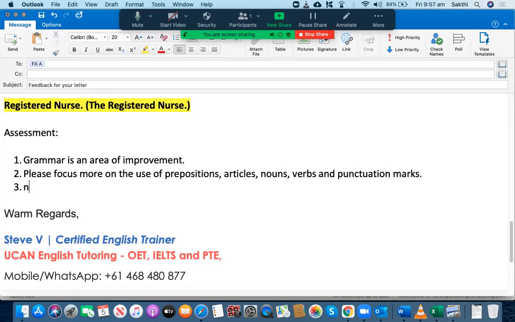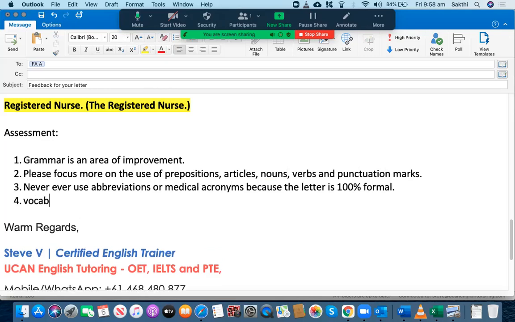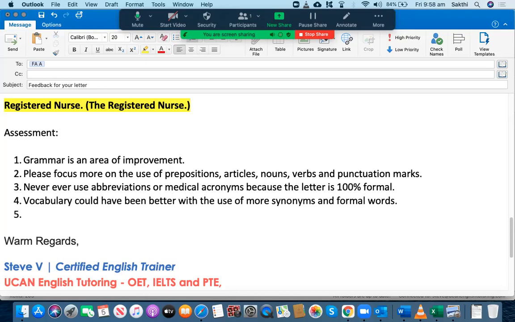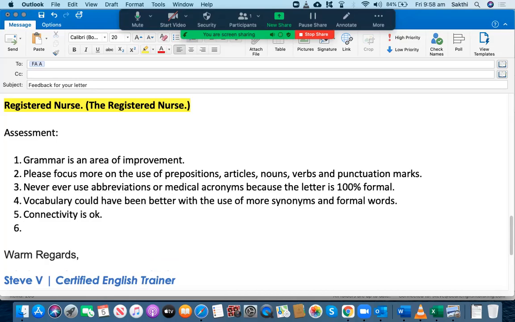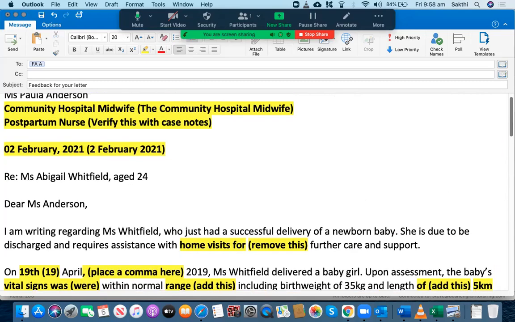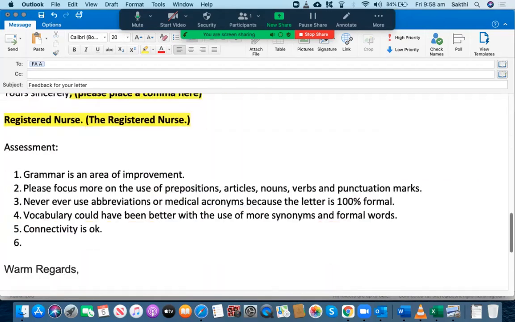Okay. And never ever use abbreviations or medical acronyms in your letter. It's not good. Why? Because the letter is always 100% formal. Okay, vocabulary could have been better with the use of more synonyms and formal words. Remember that we have to use only the formal words. Connectivity is okay. Connectivity is not that bad, okay?